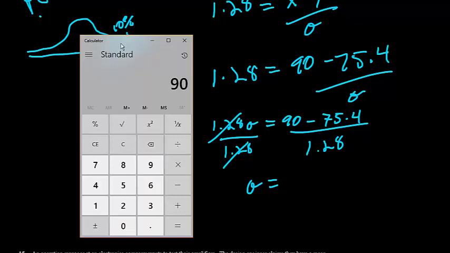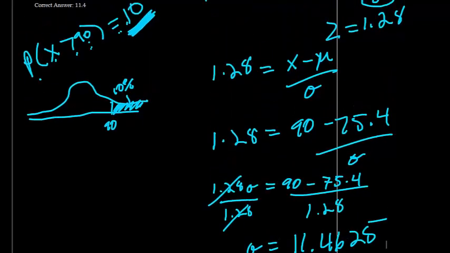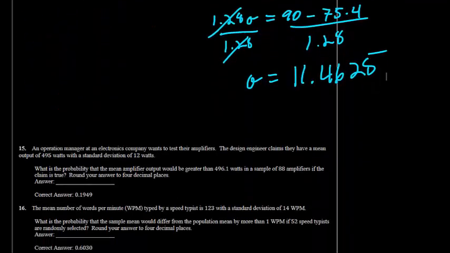90 minus 75.4 equals 14.6. Divided by 1.28, 11.4625. What's our answer? 11.4. Excellent. Just a couple left.